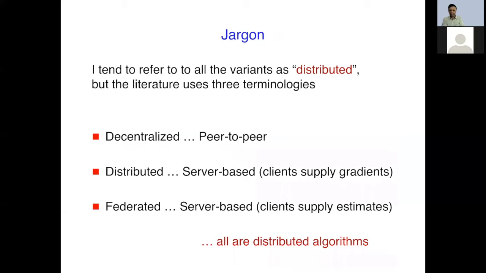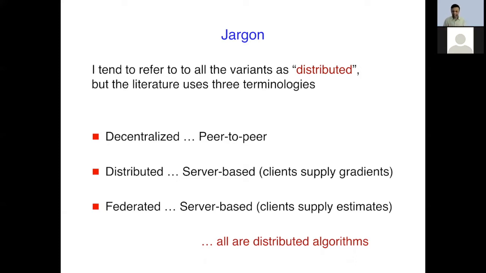When I refer to these kinds of algorithms, I call them all distributed algorithms. But in the literature, there seem to be at least 3 different terminologies used, and this is just my interpretation of what those terminologies are used for. Hopefully I'm right. When people refer to decentralized algorithms, they're referring to what I called earlier the peer-to-peer system, in the sense that there is no central entity, such as a server, and the agents are on their own, and they form a network, and they need to solve the problem somehow.